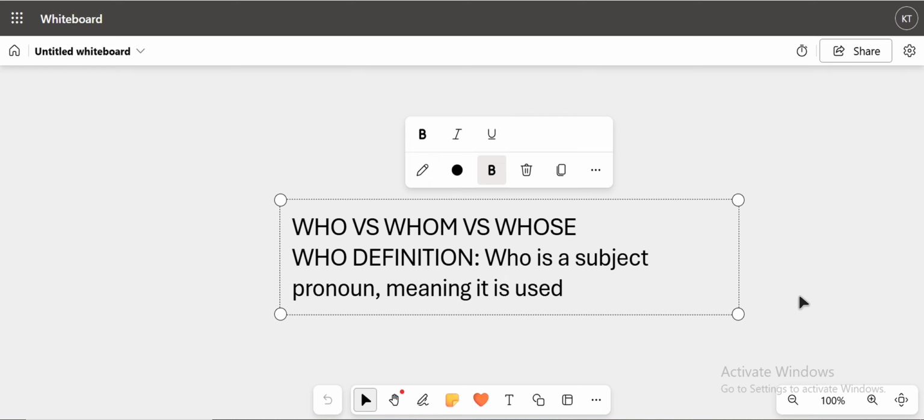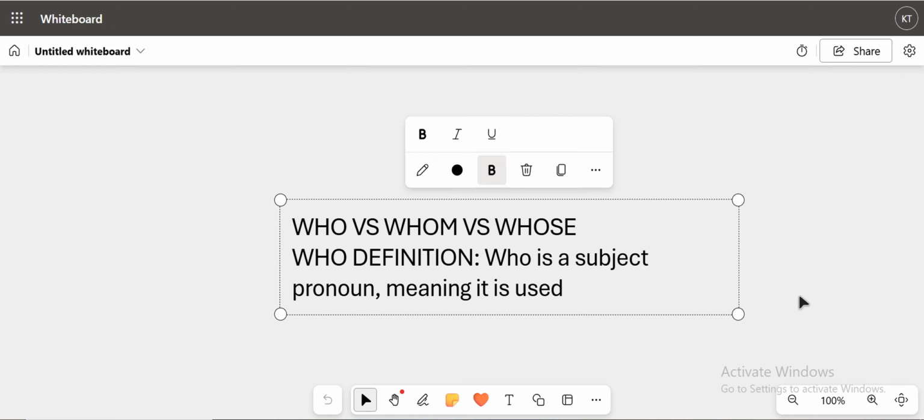We have who, WHO. What is who? To start with, all of these are pronouns. The class of word to which all of these belong is pronoun. And we know that pronoun is used instead of a noun to describe a thing or a person. Now, what is who, and how do we use who correctly in sentences?